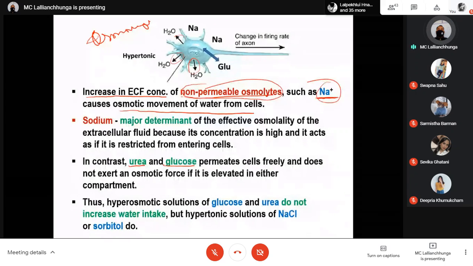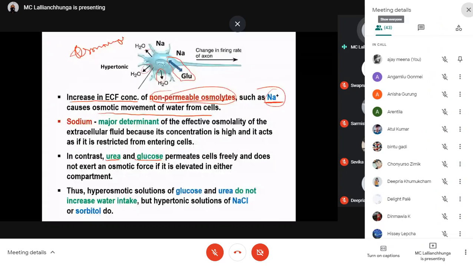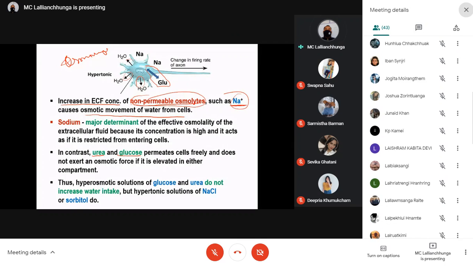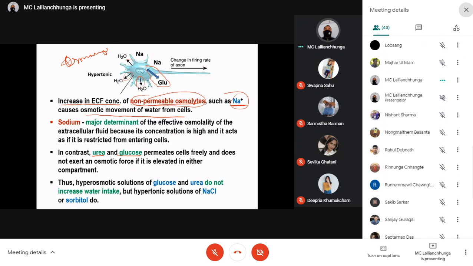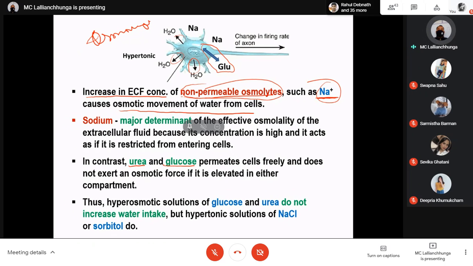Okay, so this is very important. Urea and glucose, here I've given the example of glucose. Urea and glucose can easily move from outside to the inside, or from inside to the outside also. So there is no problem regarding their movement through this osmoreceptor. That is why they are not responsible for the induction of thirst.